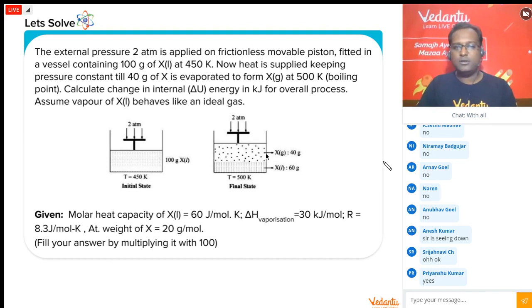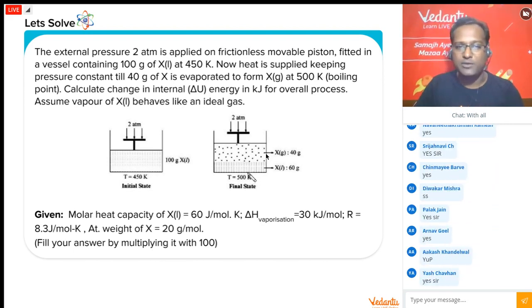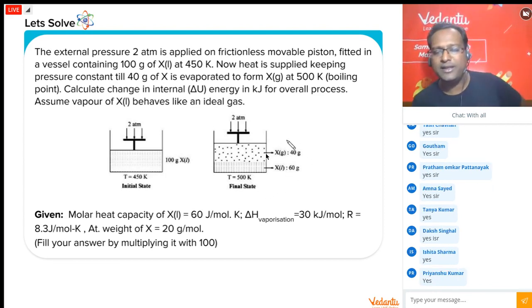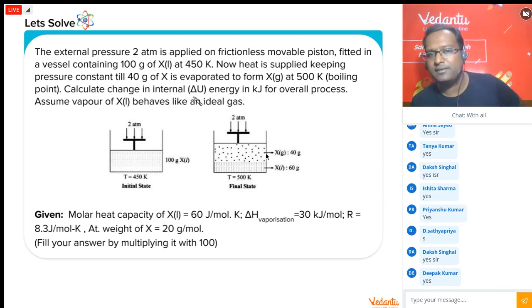So you must have understood that this entire process is happening in two parts. One part is going from 450 to 500 in liquid form, and then the other part is boiling at 500. Yes or no? The question is broken down into two parts, where first we have liquid heating from 450 to 500, and then a physical change happening where 40 gram of X evaporates. He's asking you what is the internal energy delta U for the overall process.